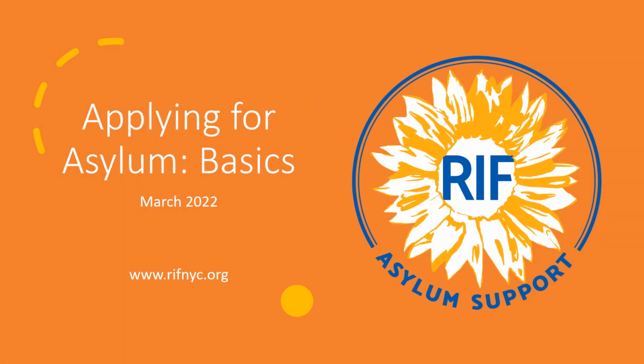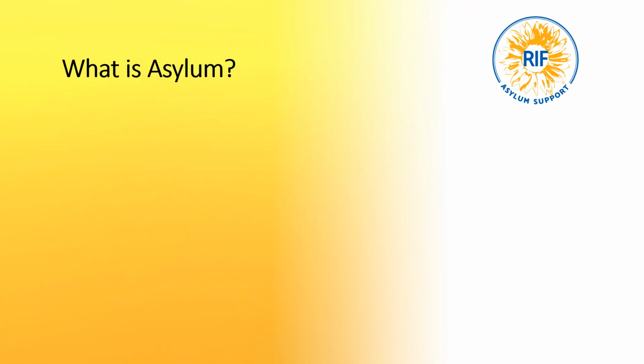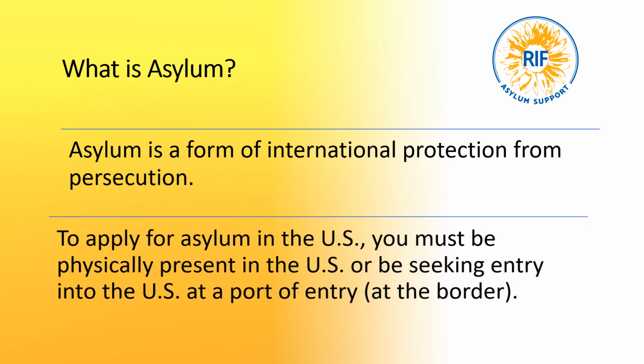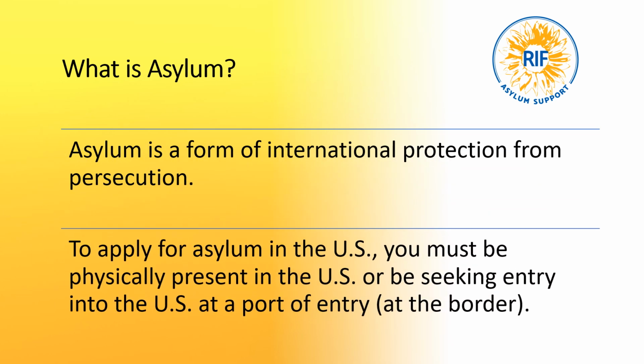I'm going to overview the basics of applying for asylum in the United States. What is asylum? Asylum is a form of international protection from persecution. To apply for asylum in the United States, you must be physically present in the country or be seeking entry into the United States at the port of entry, for example, at the border.